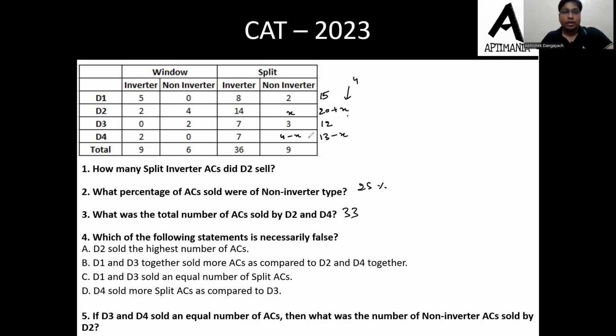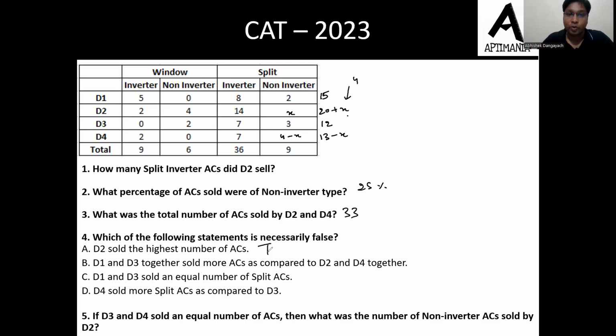Fine. Now D2 sold highest number of ACs. Now see, ये तो सही स्टेटमेंट होगा. If we assume x to be 0, यदि हम x को 0 भी ले लेते हैं, तो भी that is 20, which comes out to be the highest value among the 4 dealers, right? So this is true. We are looking for a false statement.